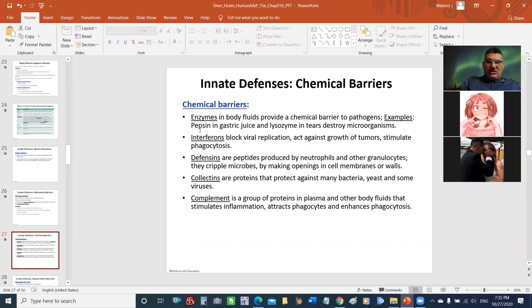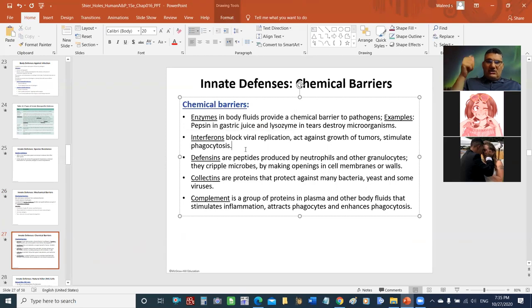Something like interferon that I talked about already. Interferon interferes with viral replication and interferes with the growth of the tumors. One of the functions is to stimulate phagocytosis to prevent those. But the most important thing that I want you to remember is interferon interferes with viral replication. This is the main function.